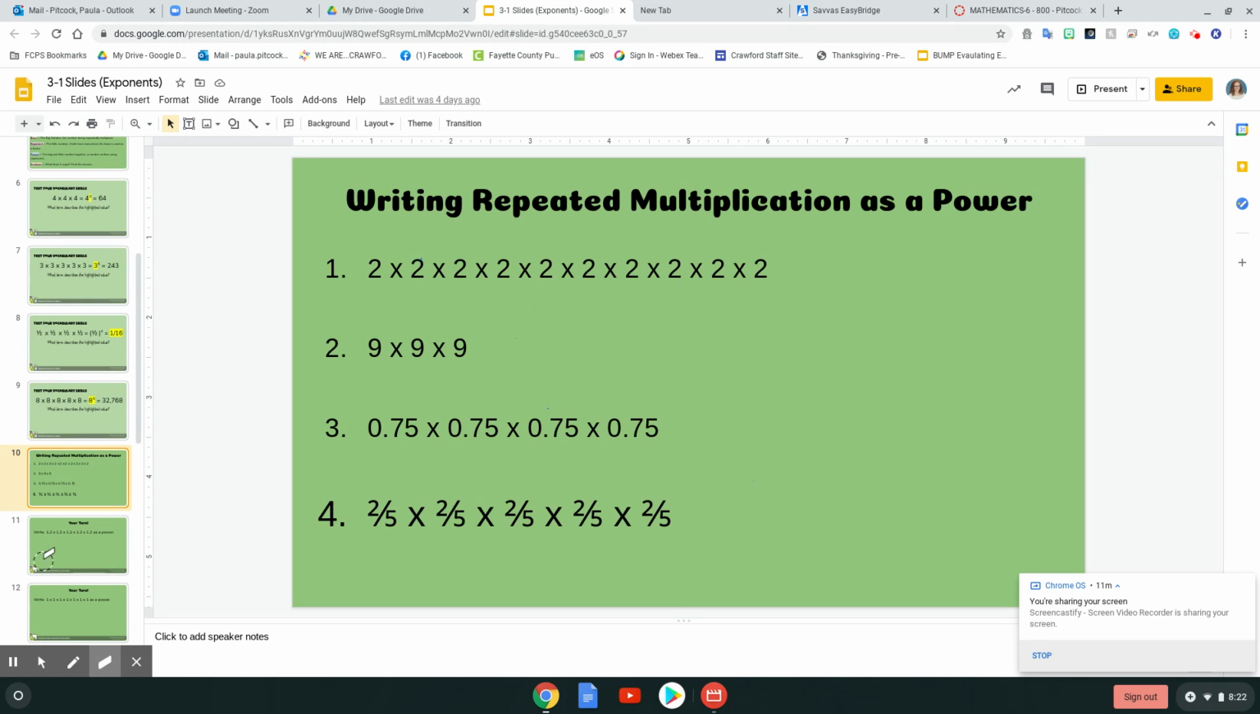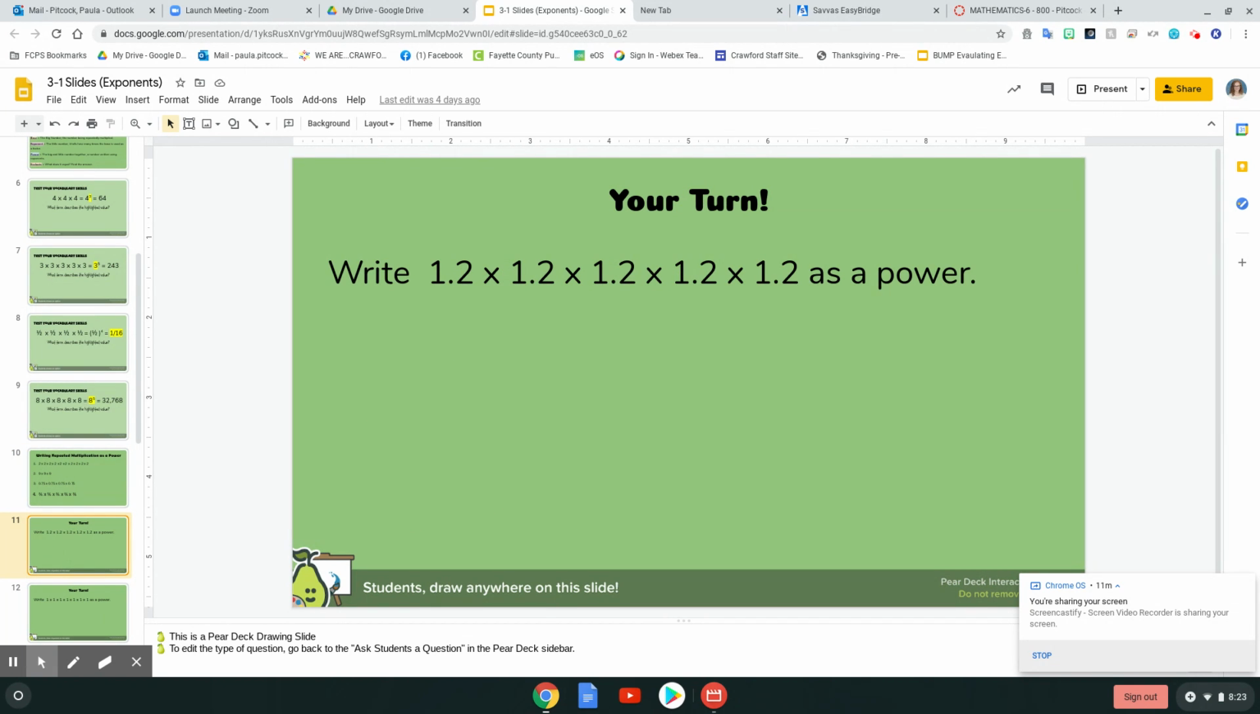Erase. All right, here's the one for you to try. Take a second and write this as a power. You may need to pause. You should have had 1.2 as your base, the large number. 1, 2, 3, 4, 5. It shows up 5 times, so it's to the power of 5. 1.2 to the power of 5.